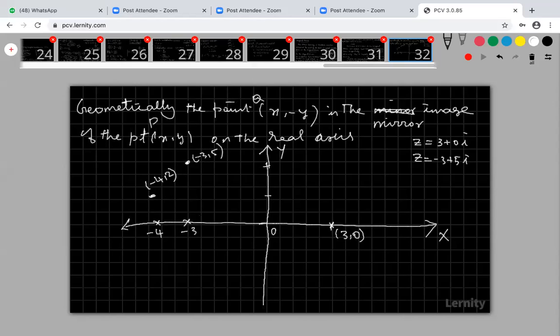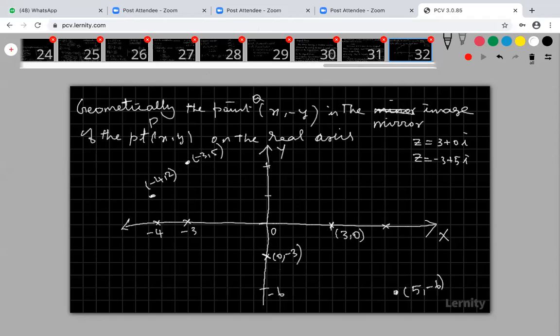5 minus 6i. This is taken as 5, and this is taken as minus 6. Okay, this is my 5 minus 6i. 0 minus 3i. Somebody is telling 0 minus 3i. That means this is my 0 comma minus 3. This is my complex number. Are you okay?